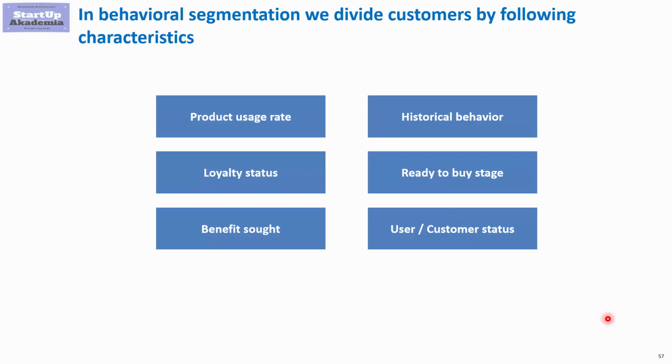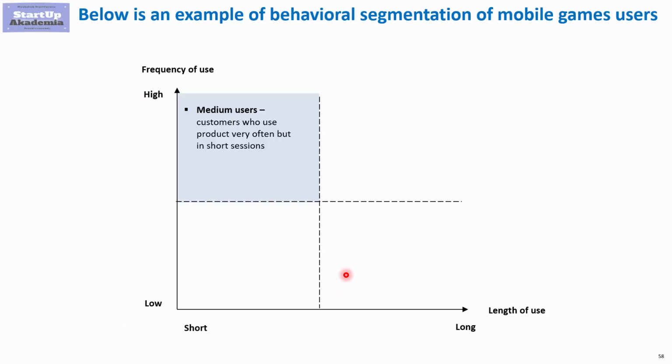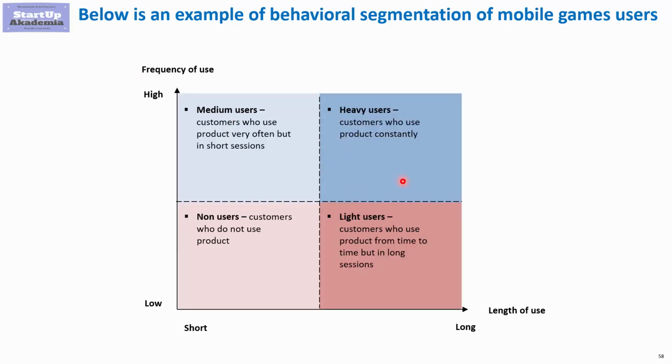Now let's go briefly through examples of such segmentation. So here we have a segmentation of mobile games users, and we will look at the length of use. So how much time he spends per one usage, and then frequency of use. So how often per month he is using our game. And obviously we have a high, low, short, long, and we can divide it into 4 segments. So we will have heavy users, medium users, non-users, and light users.